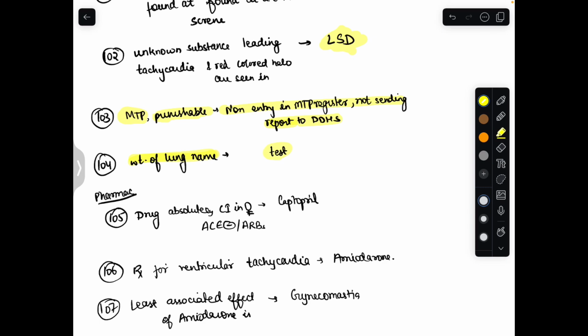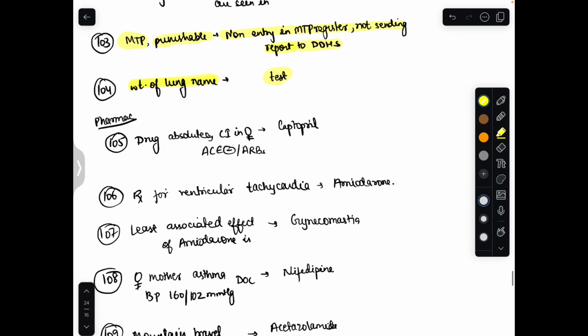Weight of lung, the name was given. Right now, I don't remember the lung's name of that test, but one question was there. Okay.